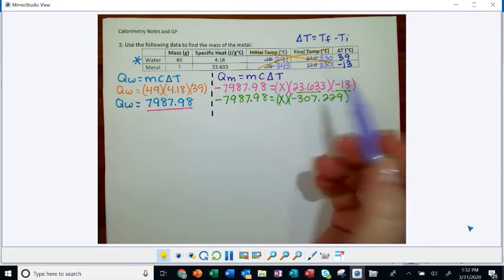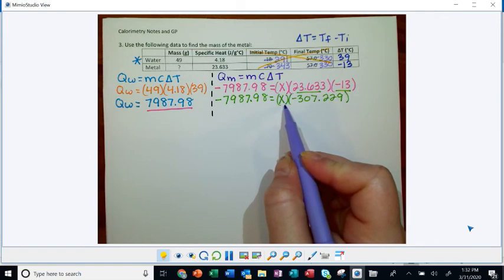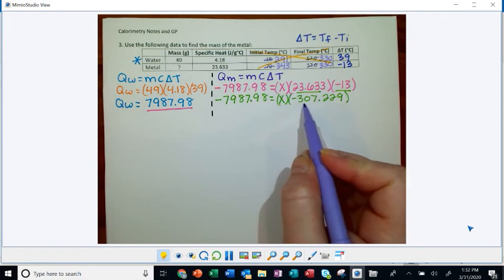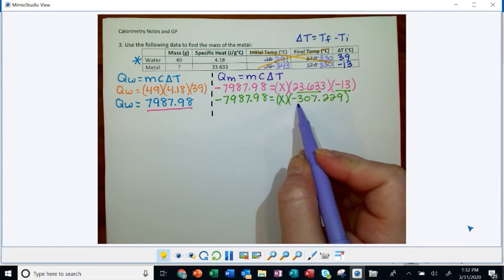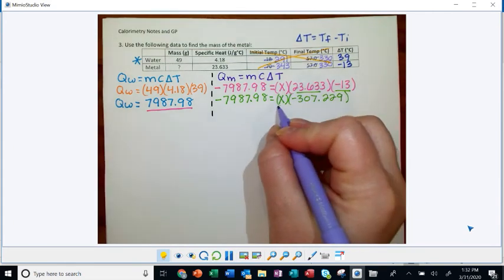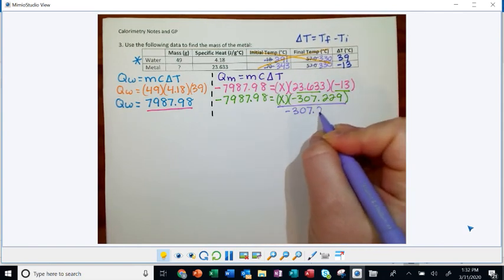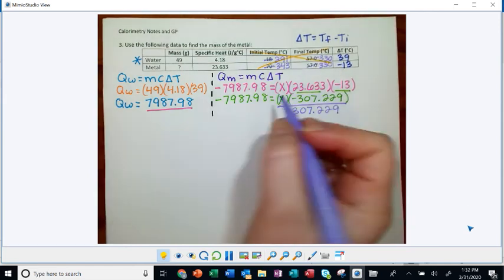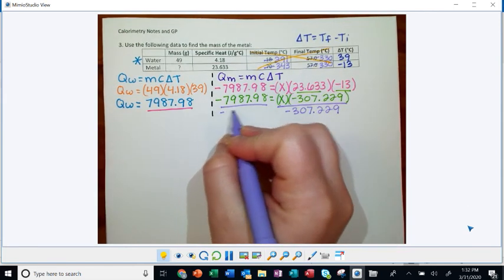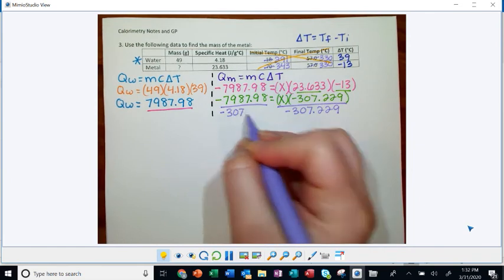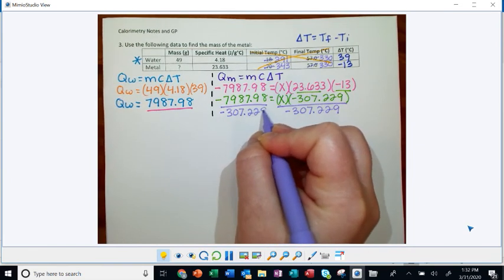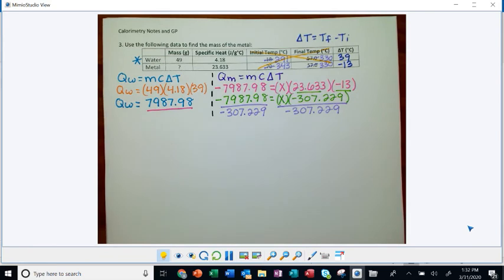Alright, now we're going to want to solve for X. We do so by getting rid of this number right here. X is being multiplied by negative 307.229, so the opposite of multiplication is division. What you do to one side, you must do to the other by the laws of math. All right. These numbers cancel each other out.